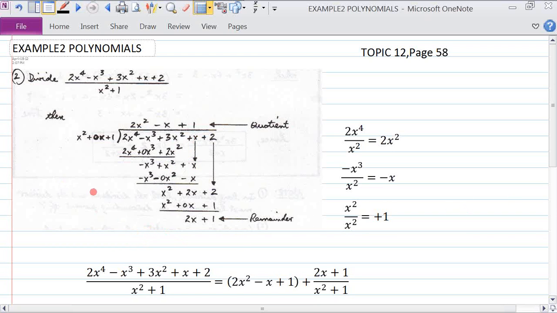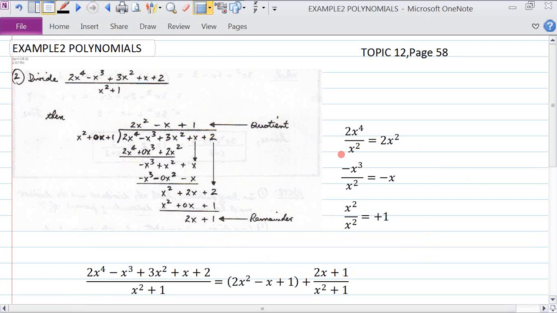Now, what I'm going to do is divide minus x cubed by x squared. The first term here by this term here. So minus x cubed divided by x squared gives me minus x. So that goes right here. Remember, this one goes here, and the second one goes here, and the third one, which we'll discuss, goes right over here. So I've added these so we can see where we're going.